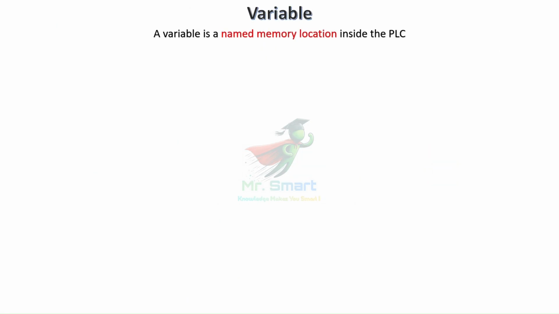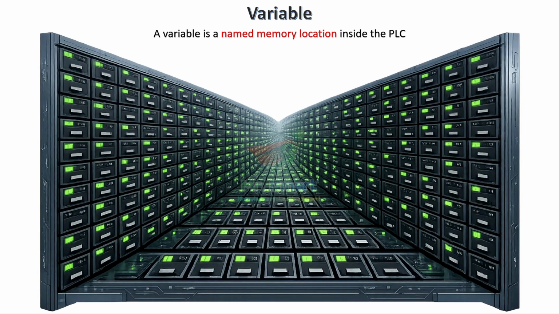What exactly is a variable? A variable is simply a named memory location inside the PLC. Think of the PLC memory like a huge storage cabinet with millions of tiny drawers. Each drawer can store some information, but instead of calling them with a drawer number, we give them names.